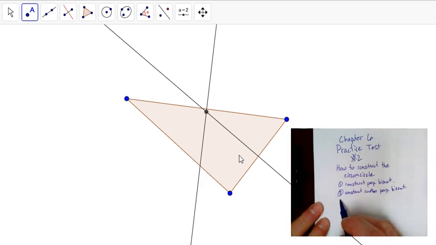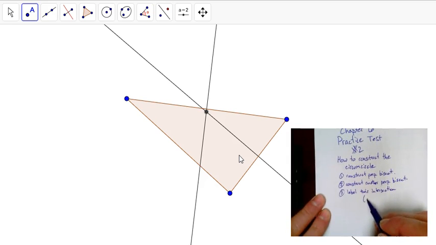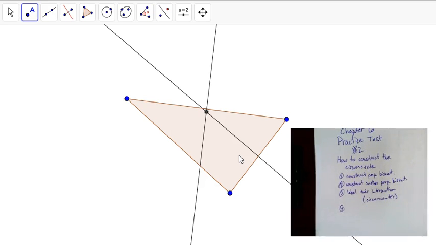So now, label their intersection. And that intersection is the circumcenter, by the way.